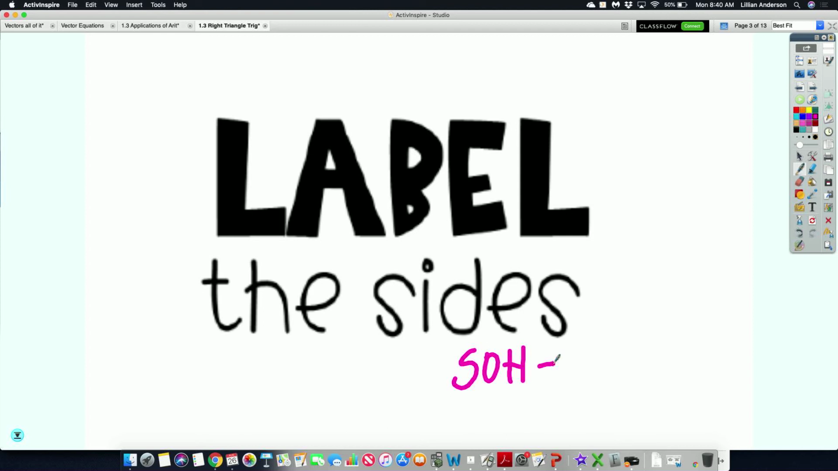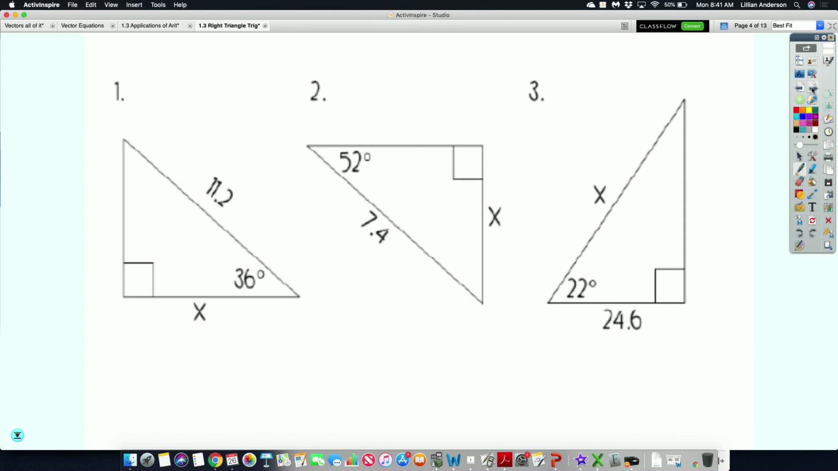Sine, opposite over hypotenuse, cosine, adjacent over hypotenuse, and tangent, opposite over adjacent. Okay, SOHCAHTOA there to help you. All right, labeling your sides helps you in determining which one of those SOH, CAH, or TOA to use to find a side length. So remember, it's always based off of your acute angle, which is known as your reference angle. Okay, you always label your sides based off of that acute angle.